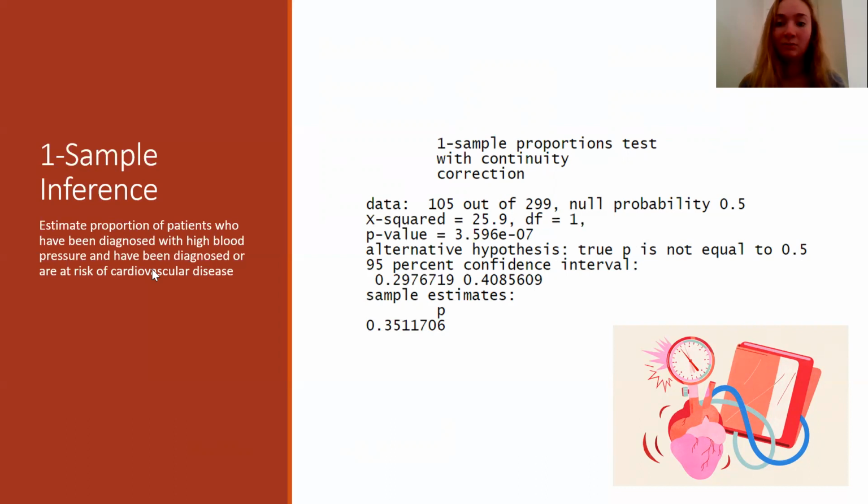For one sample inference, I'm going to estimate the proportion of patients who also have high blood pressure within my particular population. I made a table to see how many patients had high blood pressure and then entered that into a prop.test function. I'm showing the results I got from that function. So from the results that I got, we are 95% confident that the percentage of all patients diagnosed or at risk for cardiovascular disease who also have high blood pressure is between 29.77% and 40.86%. Out of 100 truly representative samples, we would expect 95 to capture the true parameter of our population.